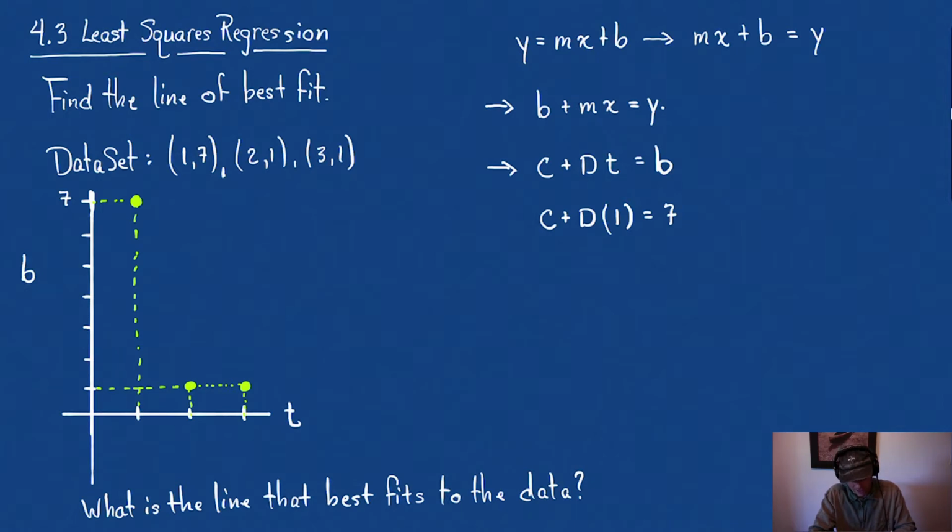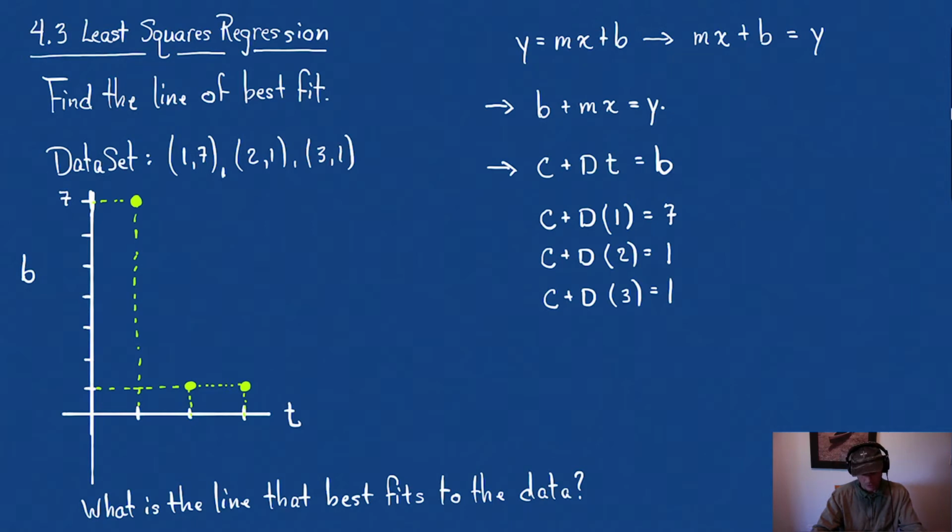Well, not only that, but that line should also meet the requirements of c plus d times the input of 2, giving the output of 1. But look, we've got one more data point in our set. So let's see what that meets in this requirement. So this is c plus d. T is 3 and b is 1. And, well, look at what we have.